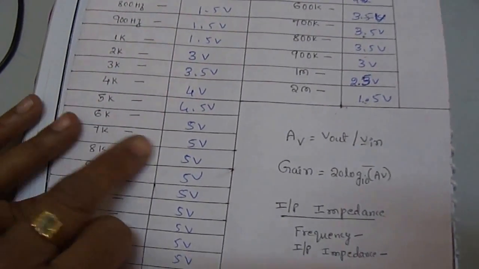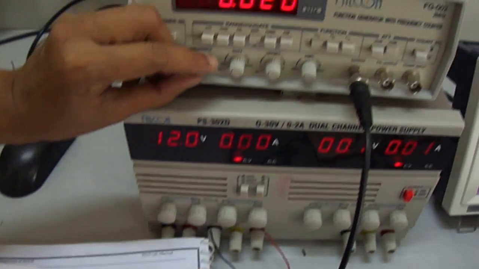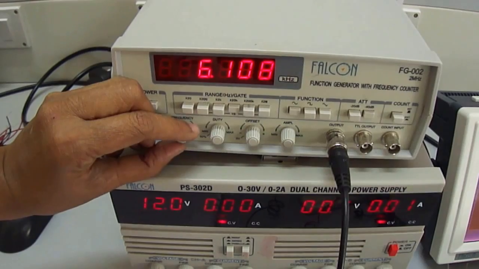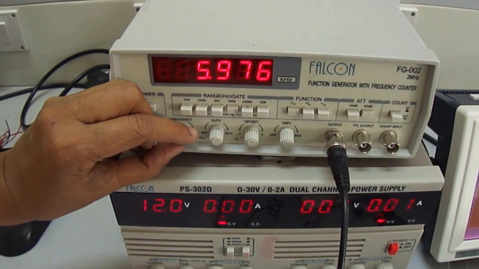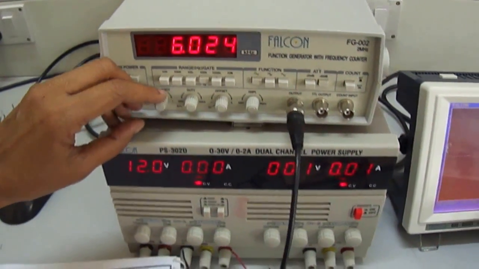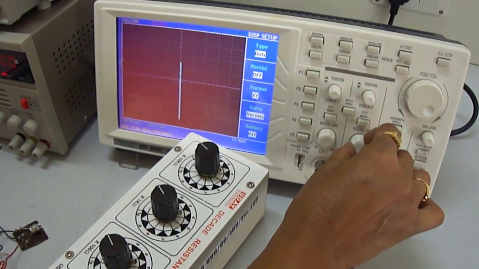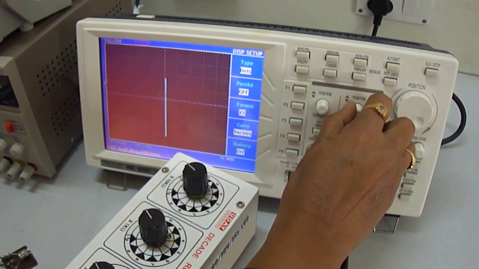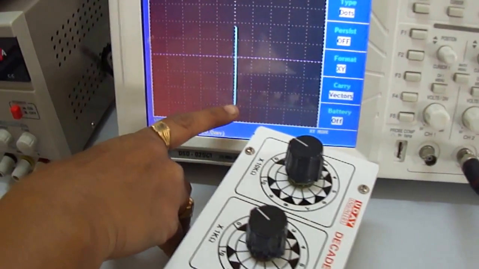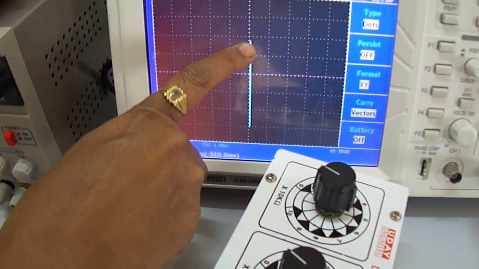For the CE amplifier, we are getting constant at 6 kilohertz. So keep the function generator at that frequency. What value are you getting constant? That frequency you keep constant. So adjust here 6 kilohertz. Next, keep the channel at 1 volt. Observe the output. So it is at 1 volt. Now we are getting here 1, 2, 3, 4, 4.8 volts.